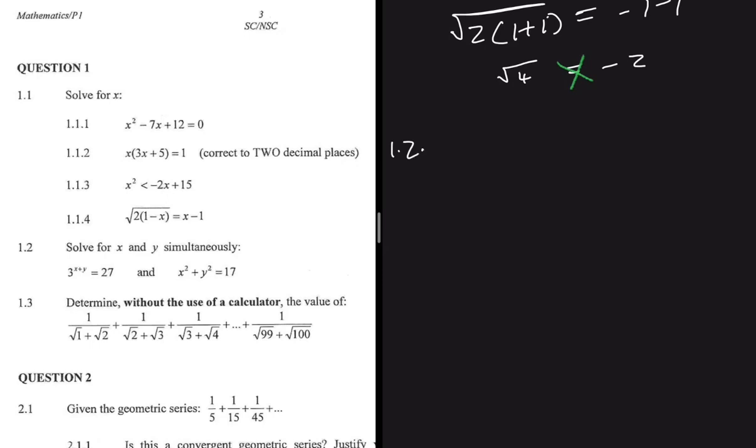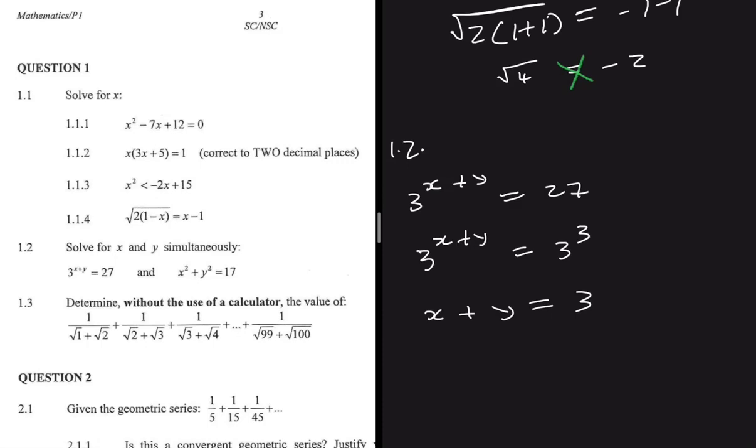So for 1.2, we're supposed to solve for x and y simultaneously, and then we're given 3 to the x plus y equals 27, and x squared plus y squared equals 17. Let's see if we can manipulate these first before moving to the second equation. So it's easy to see that we can write this as 3 to the x plus y equals 3 to the power 3. So x plus y equals 3, right?